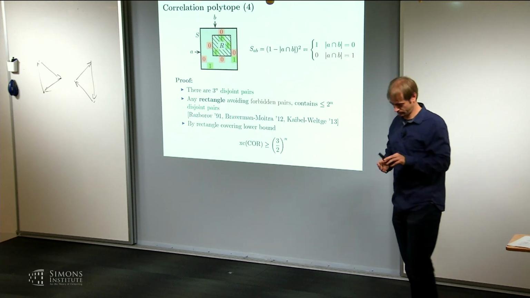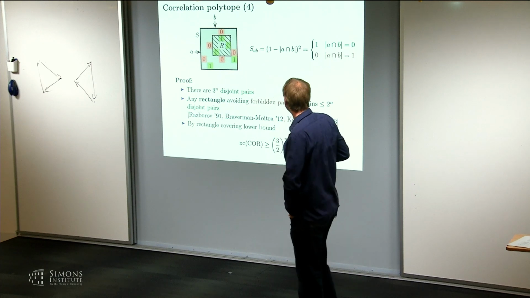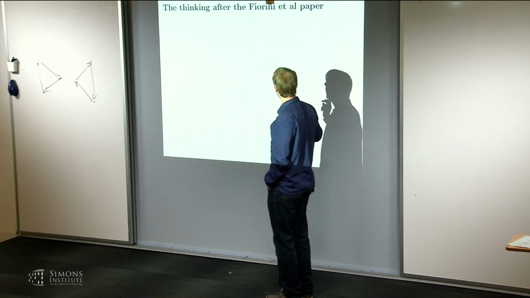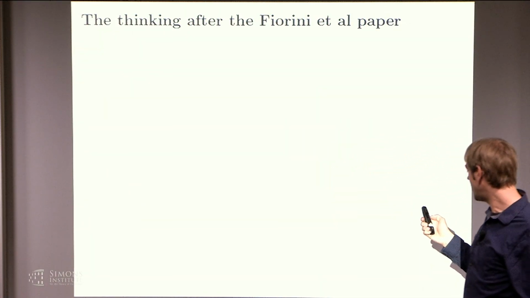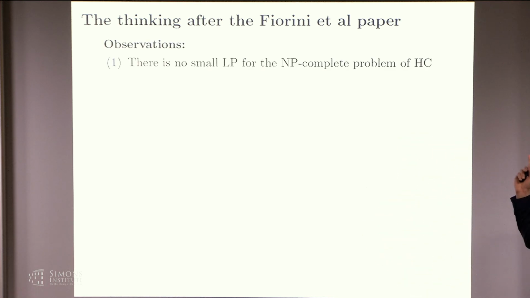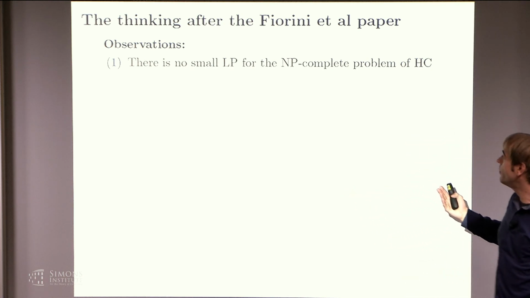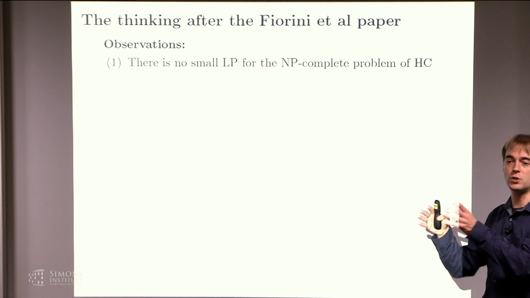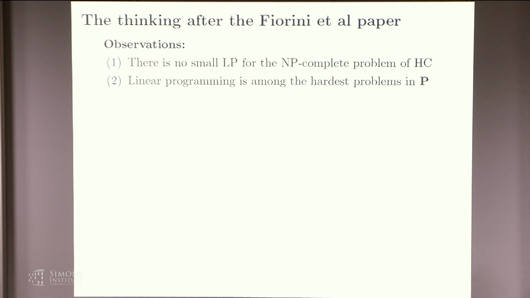Yeah, I don't understand that. Okay, so good. So this is a little bit, yeah, that was kind of the state of the art after the paper by Fiorini et al. Actually, let's do a little bit of thinking here. So there is an NP complete problem where we have proven that there's no polynomial size linear program representing the corresponding polytope. On the other hand, actually linear programming belongs to some of the hardest problems in P.